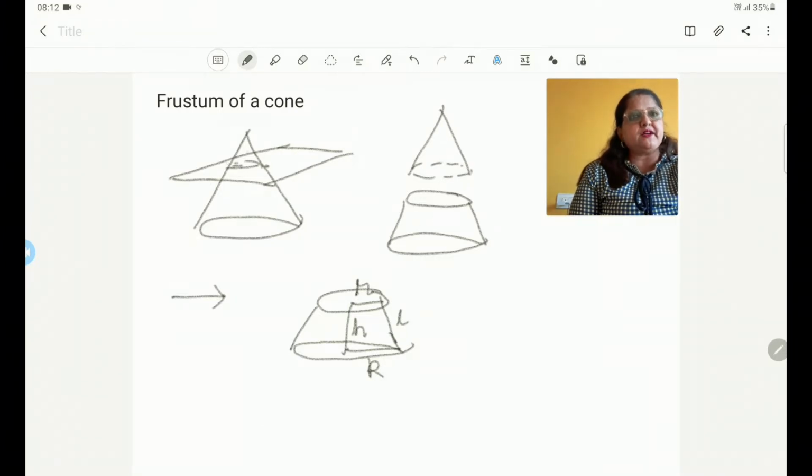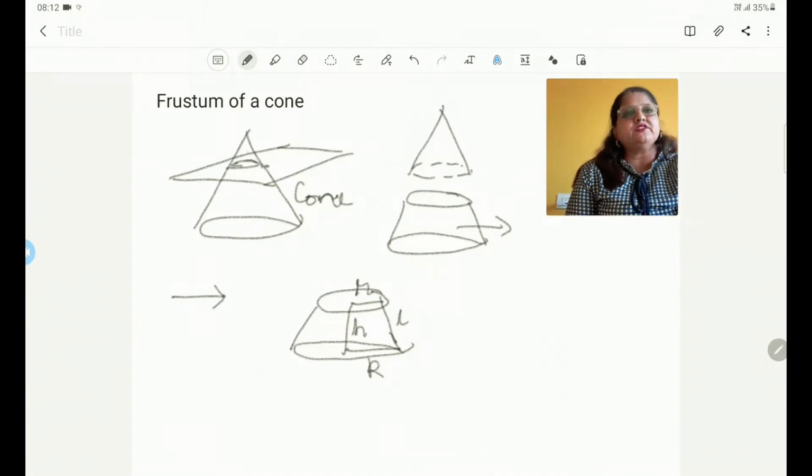This is a plane which is parallel to the base. The two parts get separated. Now this part which is left, this is a cone, and this is the shape of a cone only, but the part which gets left out is called the frustum of a cone. This is called the frustum of a cone. Now this is an important part of mensuration and of the CBSE class 10 exam.